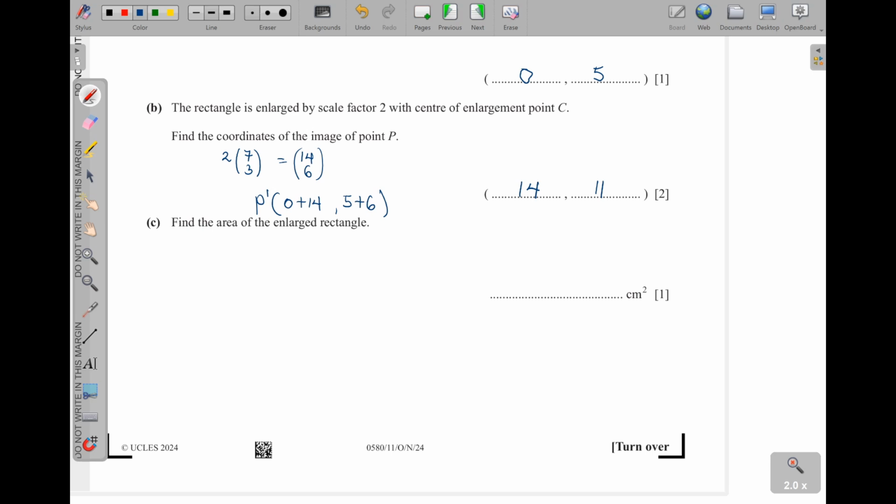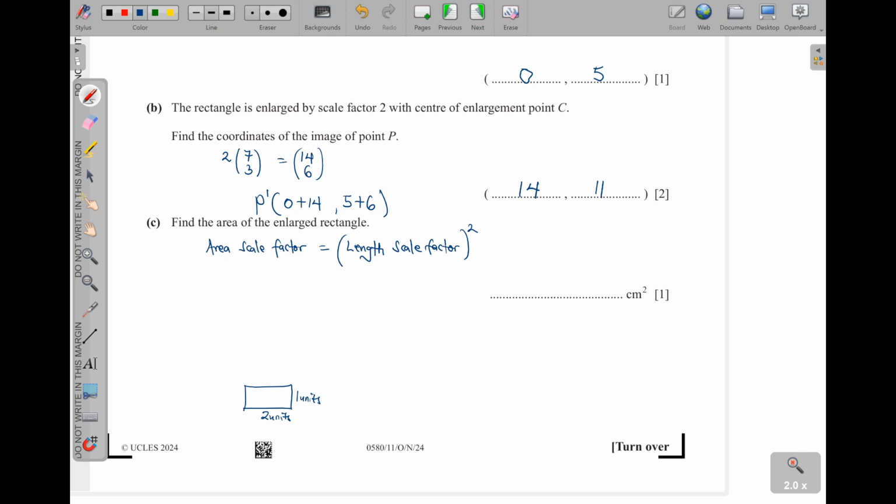Then part C, find the area of the enlarged rectangle. Now here, you should know that area scale factor is equal to the length scale factor squared. Okay, the length scale factor squared. Because if I have, let's say, this is my rectangle, these are 2 units here, and then here it is 1 unit.